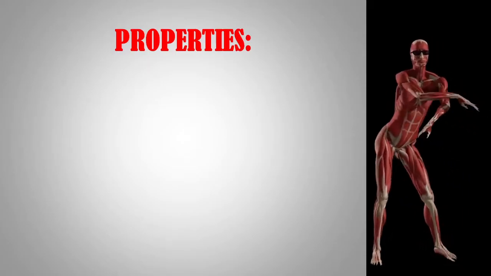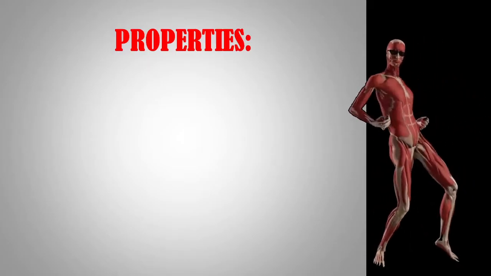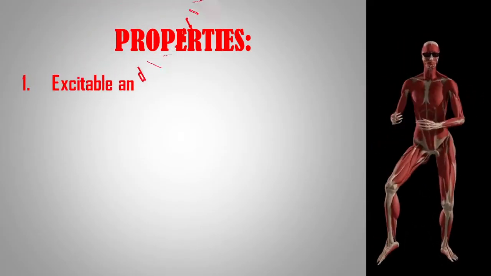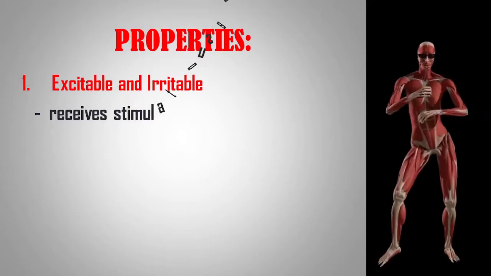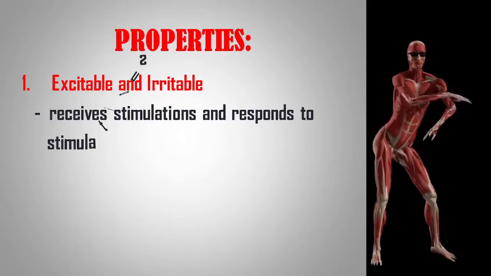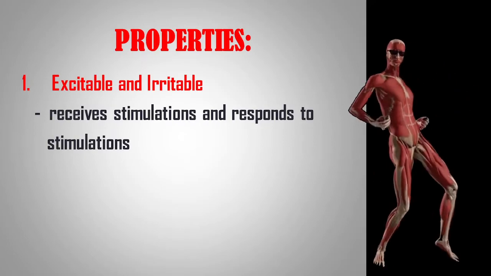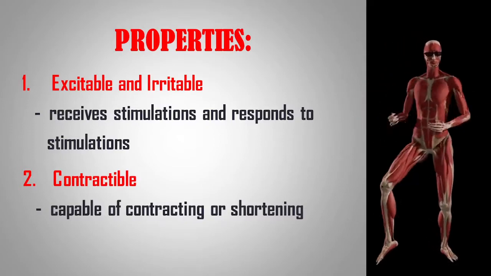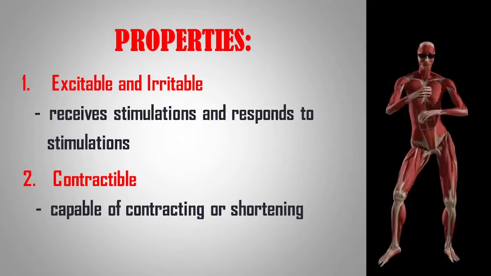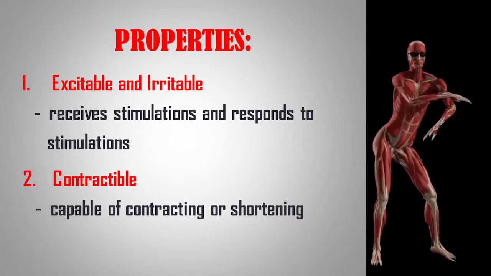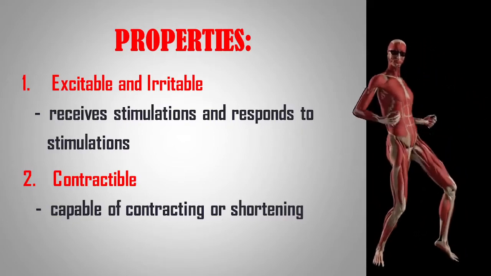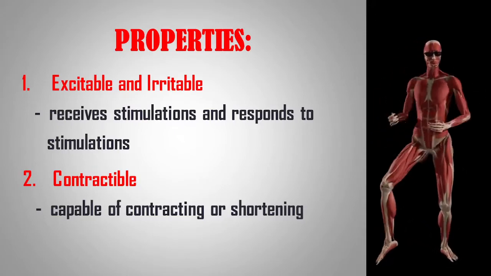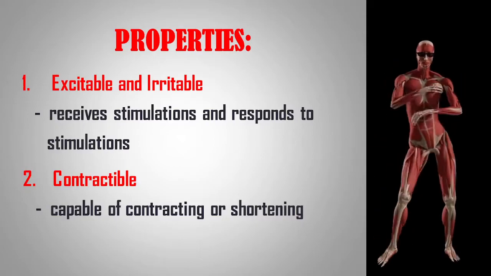Okay, now let's talk about the properties. When we say properties, these are characteristics of the muscles. Your muscles are excitable and irritable, meaning it receives stimulation and responds to this stimulation. Then it is contractible, meaning it's capable of contracting or shortening. It's also capable of stretching, or increasing its length.